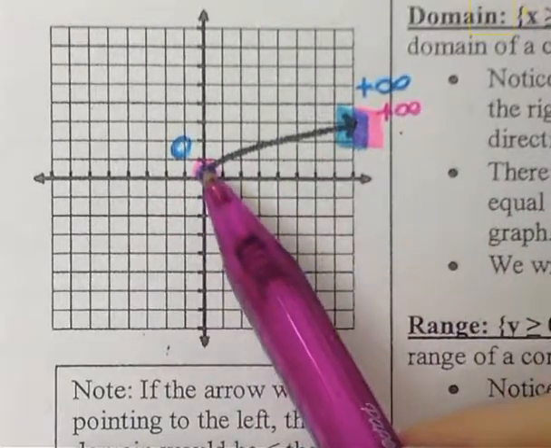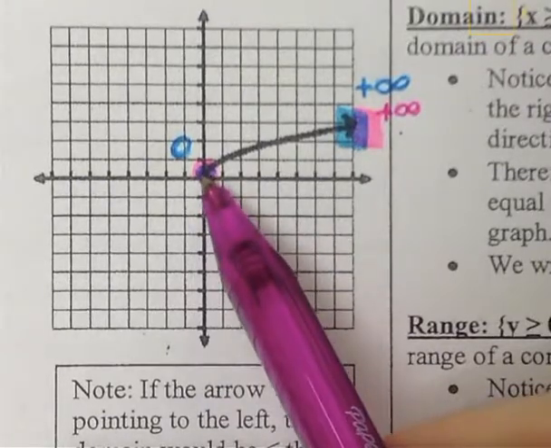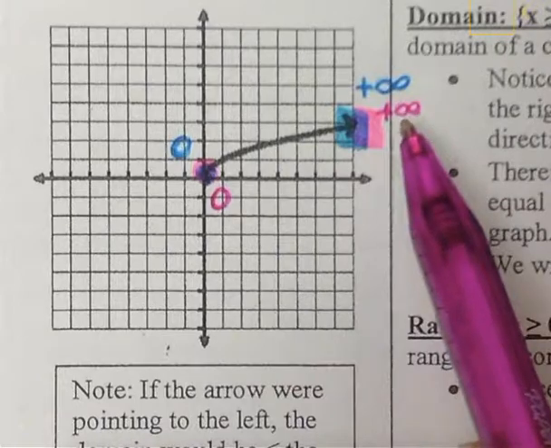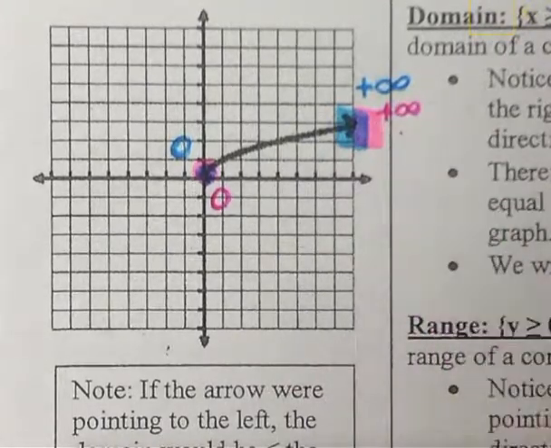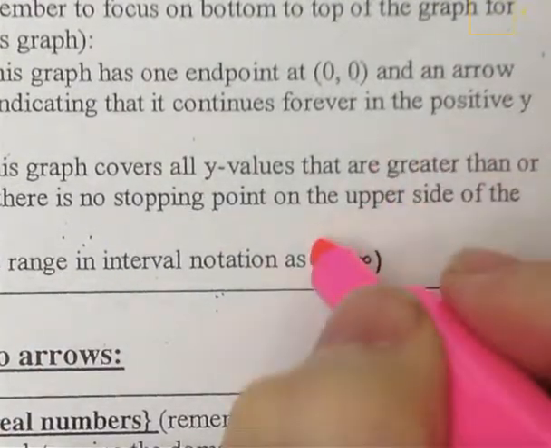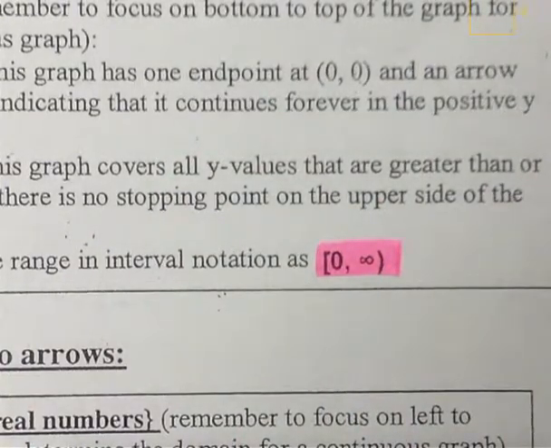It is a closed bracket on 0 because it stops there, or it starts there, and it will be an open bracket on infinity because it will never actually reach infinity. So we would write our range in interval notation as close bracket, 0, comma, positive infinity, open bracket.